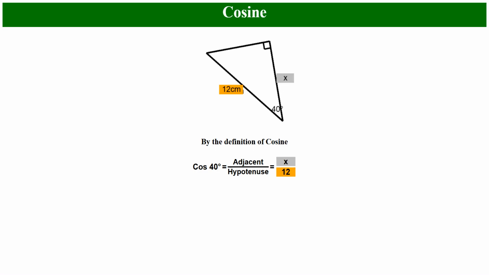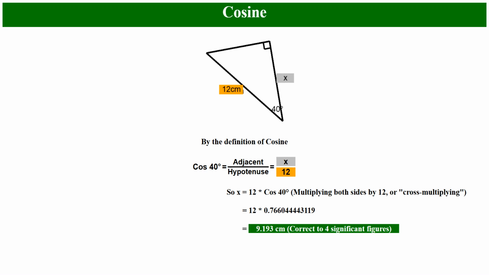So now to find the value of x, we multiply both sides by 12, or we can call it cross multiplying. If we do that, we get x is equal to 12 multiplied by cos of 40 degrees. And looking up cos of 40 on a calculator, we get this. And multiplying those figures together, we get x is equal to 9.193 centimeters, again correct to four significant figures.